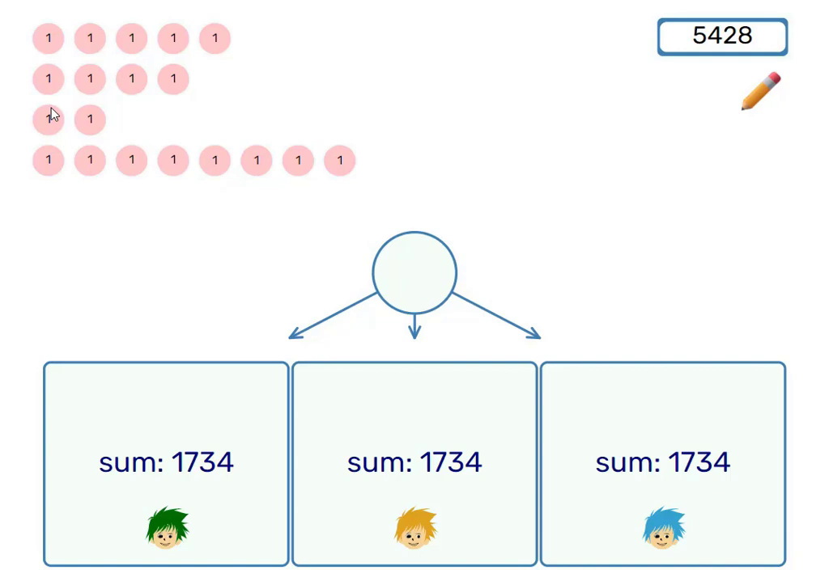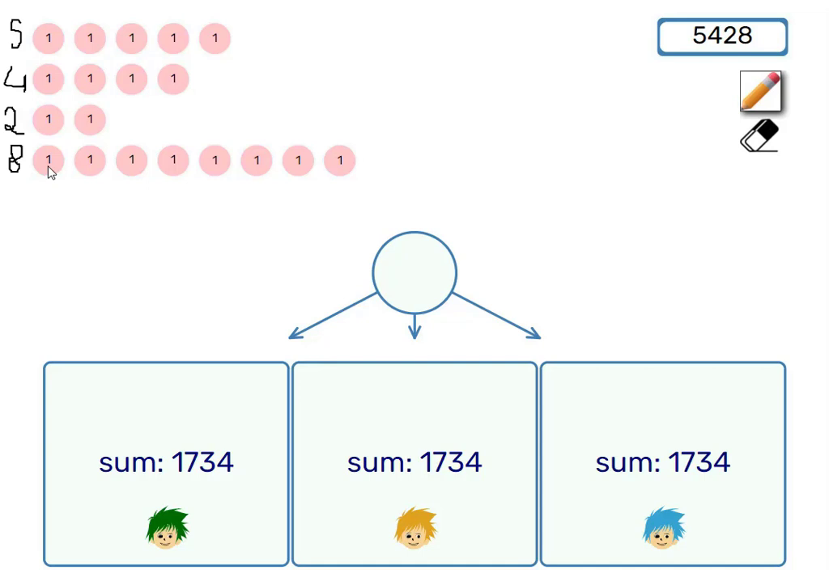But how many units do we have? Let's use the pencil. We have 5 units remaining from the 5,000s, 4 units remaining from the 400s, 2 units remaining from the 2 10s, and 8 original units. In other words, the number of the units is the sum of the digits 5 plus 4 plus 2 plus 8. So when dividing by 3 in this order, the final stage is to divide the sum of the digits.